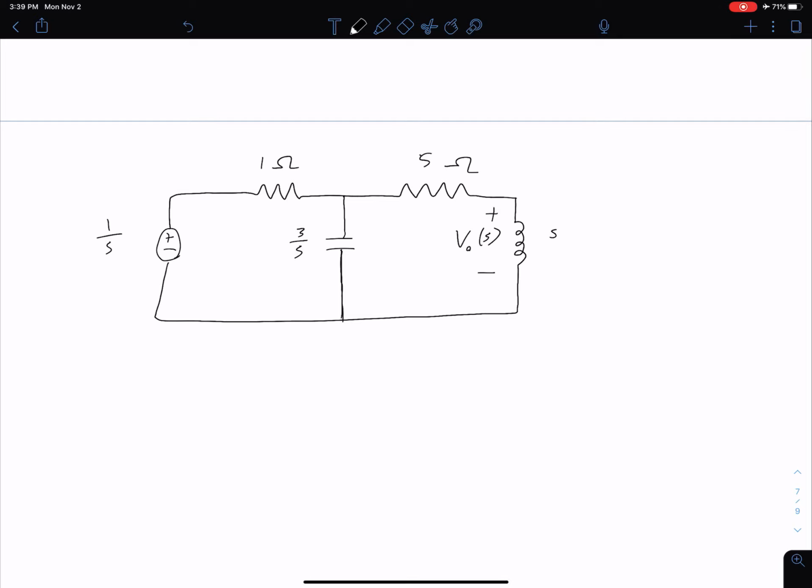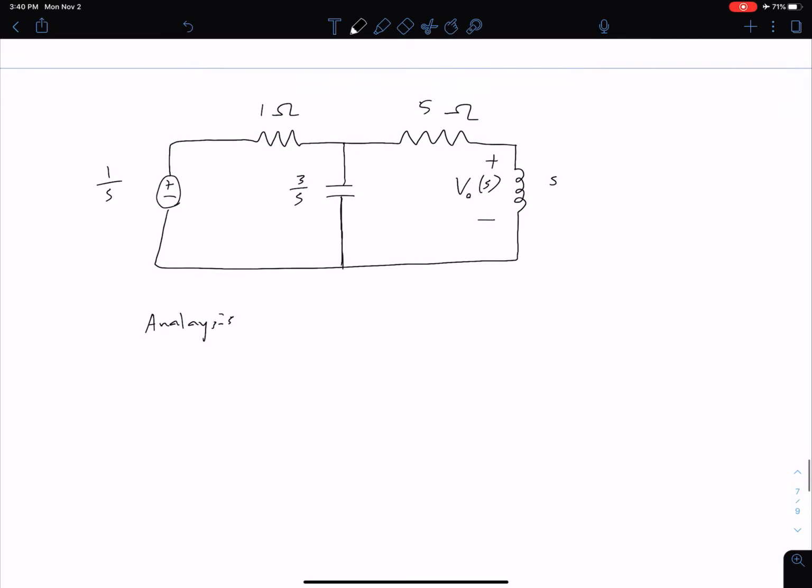So now we're on to step 2. So we're doing our analysis in the S domain. And so remember, in our analysis, we can use any type of technique that we saw for our DC analysis for our standard circuits. So for this circuit, a few good options would be our node voltage method, our mesh current method. We could also do source transformations and impedance combinations.